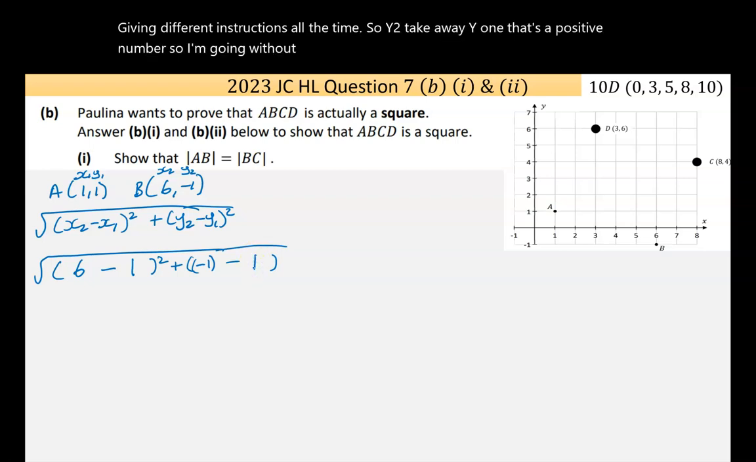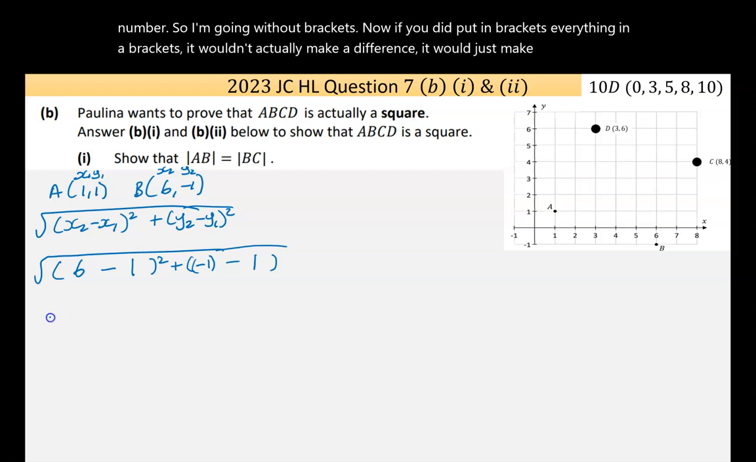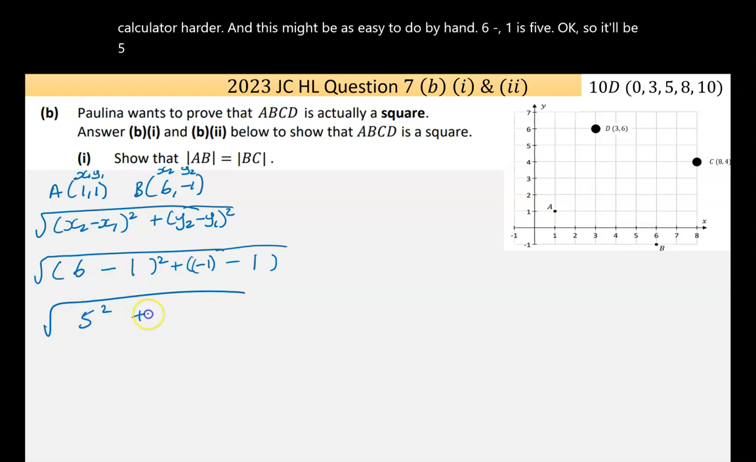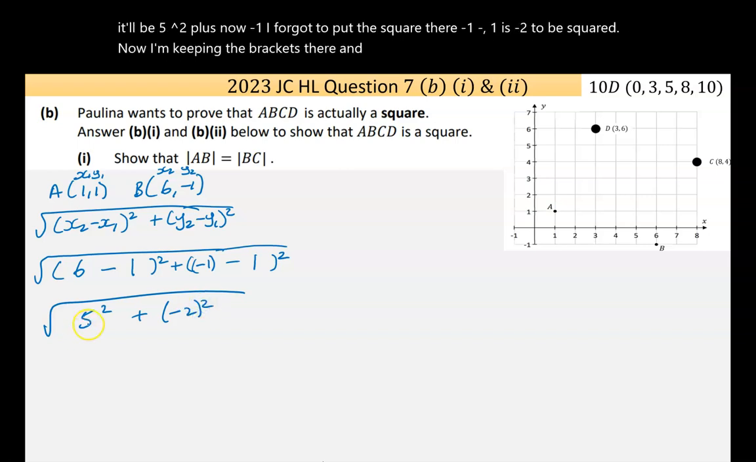Now, if you did put in brackets, everything in the brackets, it wouldn't actually make a difference. It would just make programming the calculator harder. And this might be as easy to do by hand. 6 minus 1 is 5. Okay, so it'll be 5 squared plus, now -1, I forgot to put the square there. -1 minus 1 is -2 to be squared. Now I'm keeping the brackets there, and I didn't keep the brackets in front of the 5.